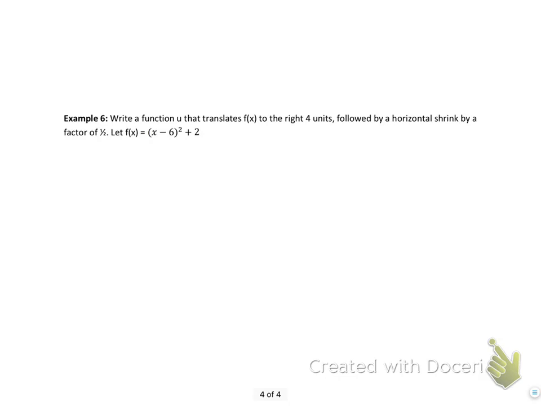Last one. This time we're moving it to the right 4 units first. So we'll have parentheses instead of x, minus 6, squared, plus 2. We're moving to the right 4, so it is x minus 4. There's nothing to distribute here, so we can get rid of those parentheses, not these. But then we do have to combine like terms, so we get (x - 10)² + 2.